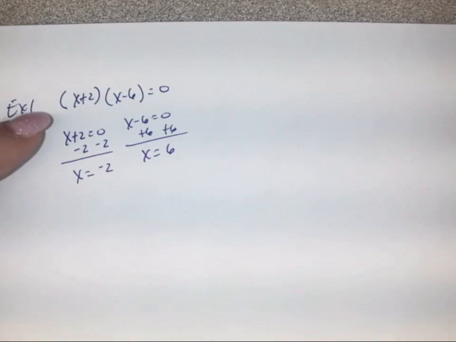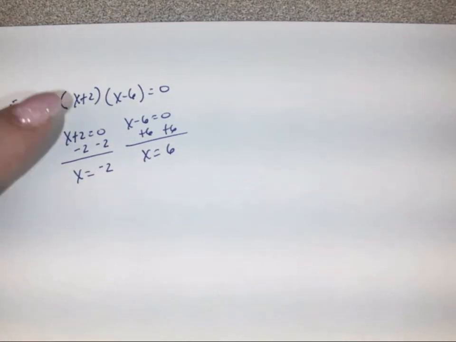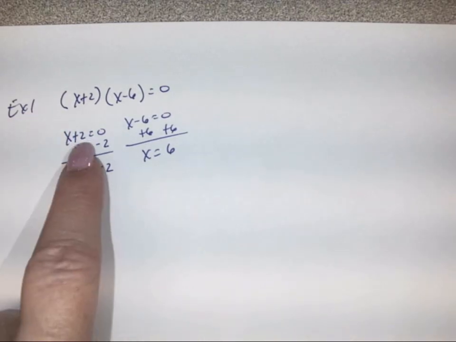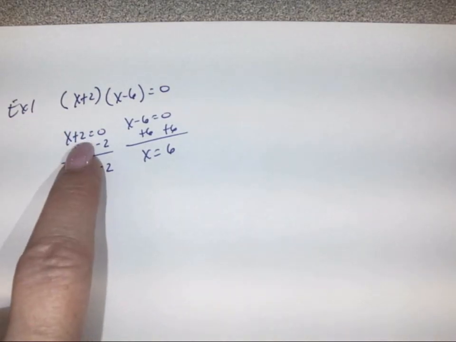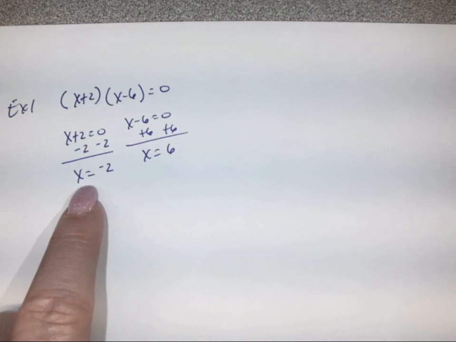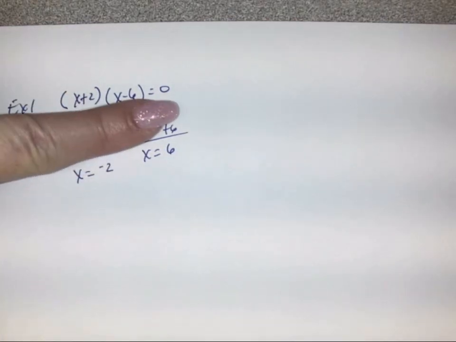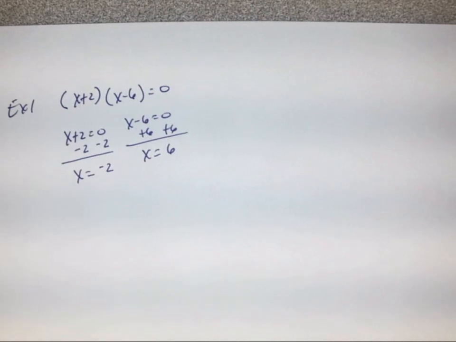Now, when it comes time for the exam, you have to show me these steps. You can't just jump from here to here. I've got to see the x plus 2 equals 0 and then the x equals negative 2. Don't just skip this step. You will lose points for that. So make sure you show me some work.